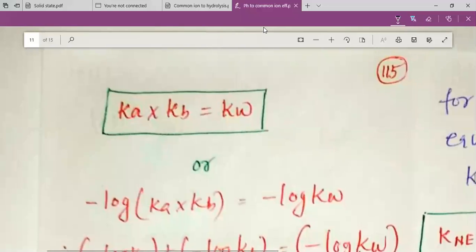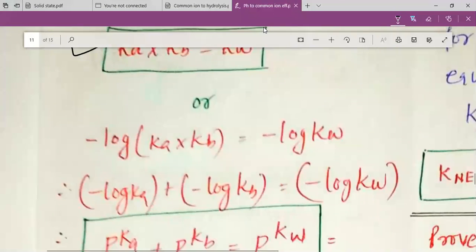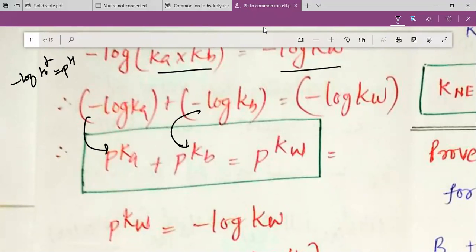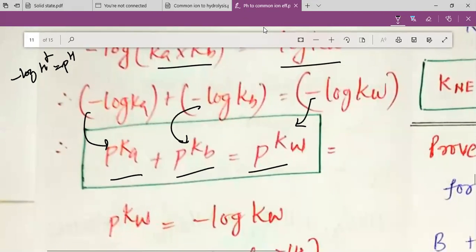So my dear students, now we can say that Ka multiplied by Kb is equal to Kw. Now if we take logarithm on both sides, minus log of Ka multiplied by Kb is equal to minus log of Kw. Therefore, minus log of Ka plus minus log of Kb is equal to minus log of Kw. As we know, minus log of H plus we write as pH. So minus log of Ka we will write pKa, minus log of Kb we will write pKb, and minus log of Kw we will write pKw, and finally we get pKa plus pKb is equal to pKw.